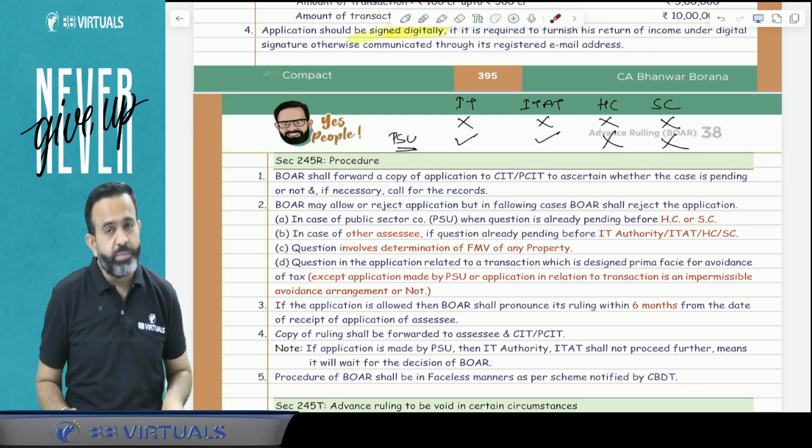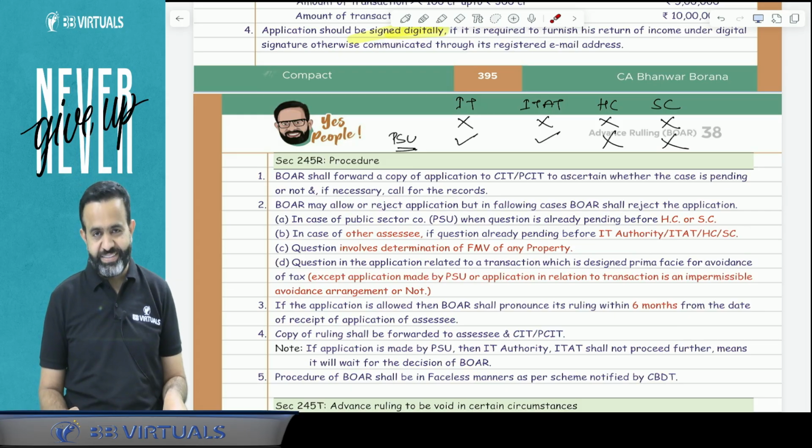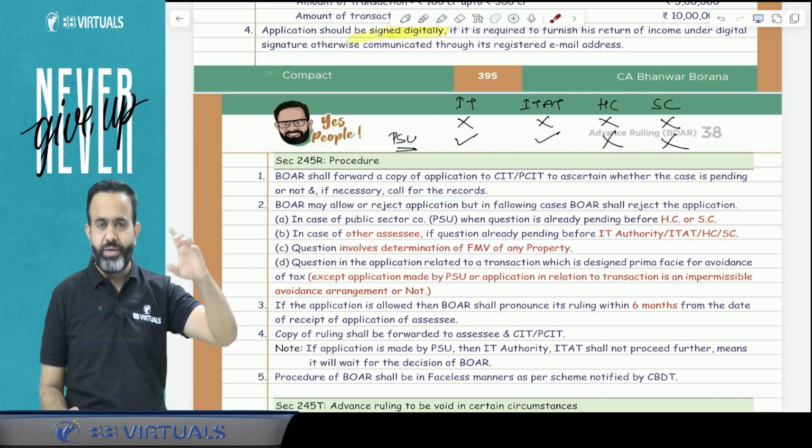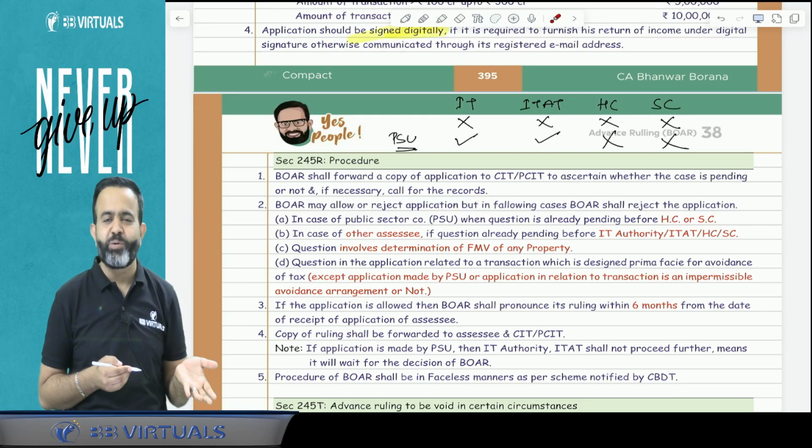Now third, suppose your question is related to the determination of the fair market value of property, means you are asking the board for advance ruling, please find out the fair market value of any property.